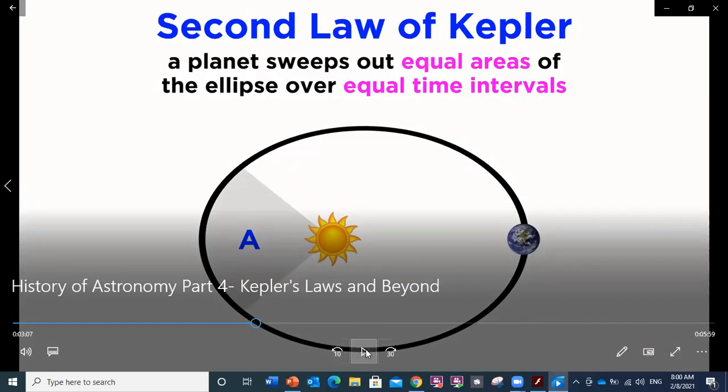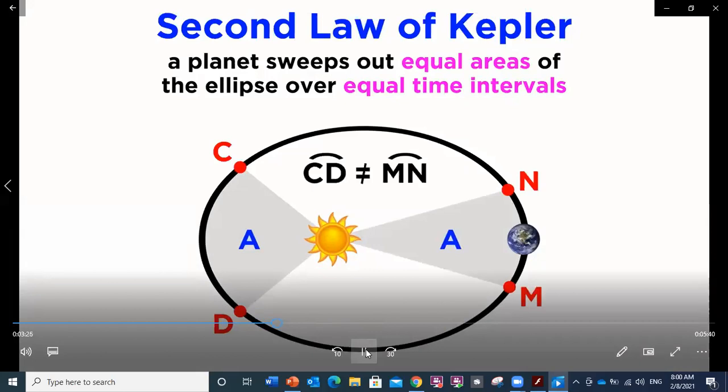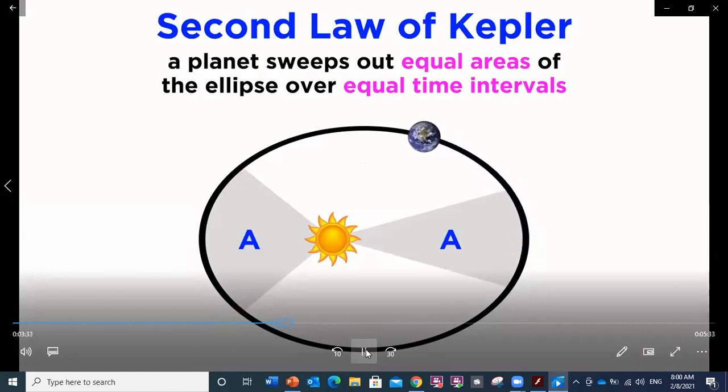Let's explain this again by drawing. Area A of the ellipse involves a part of the orbit that is closer to the Sun, and this other equal area A of the ellipse involves a part of the orbit that is further away from the Sun. The distances traveled by the planet, either C to D or M to N, in order to sweep out these areas are of different magnitudes. However, the planet moves faster when close and slower when far away, in a manner that results in precisely equivalent time intervals.